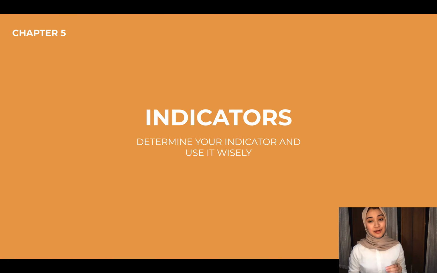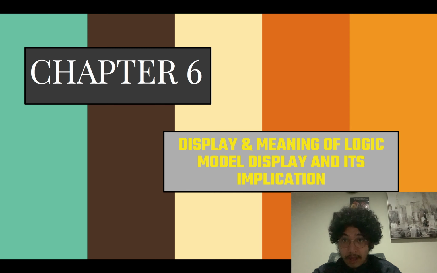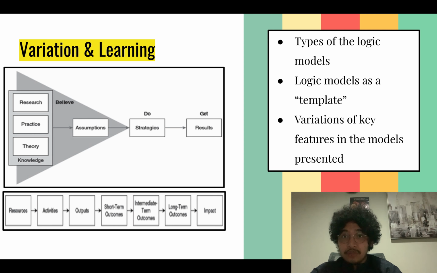Thank you. Hi everyone, my name is Heikal and I would like to discuss with you chapter 6 regarding the display and meaning of logic models and their implications. First things first is variation and learning. As you may know, there are two types of logic model that are often used, which are the TOC model and the PLM. The upper one is an example of a basic theory of change model and the lower one is an example of a PLM.